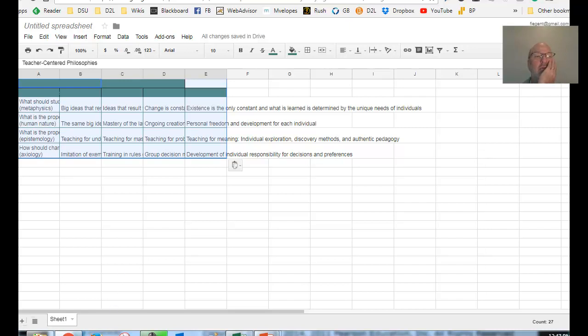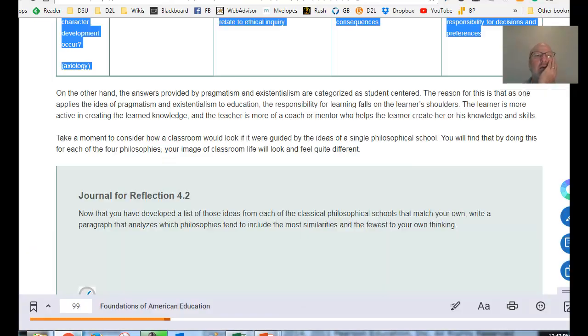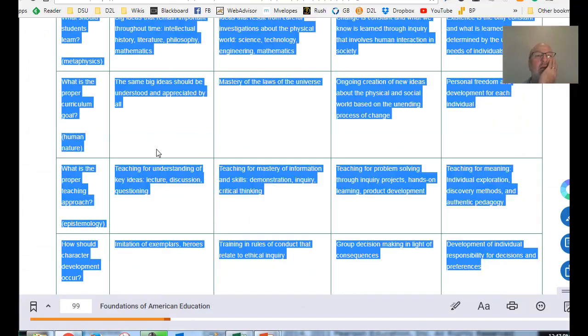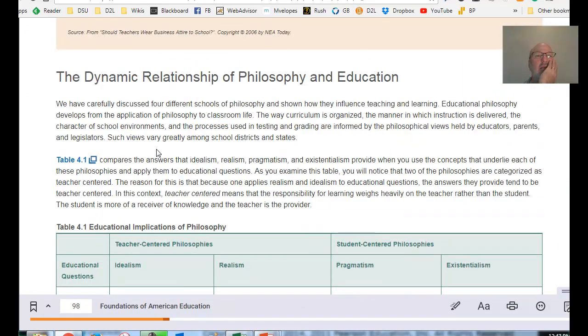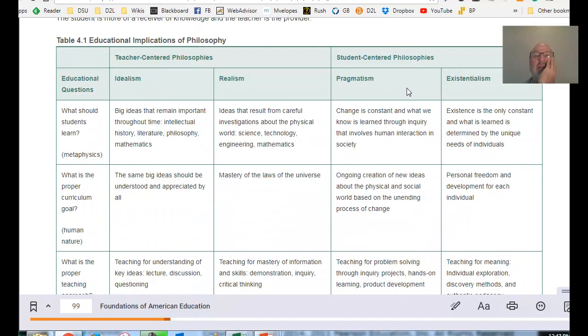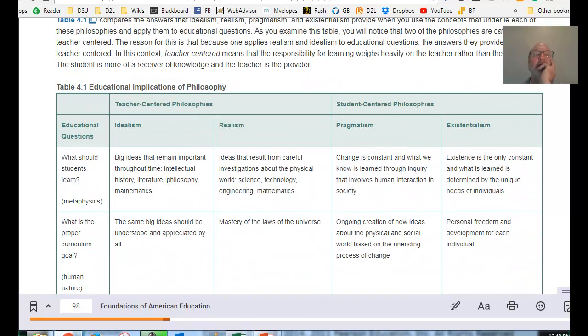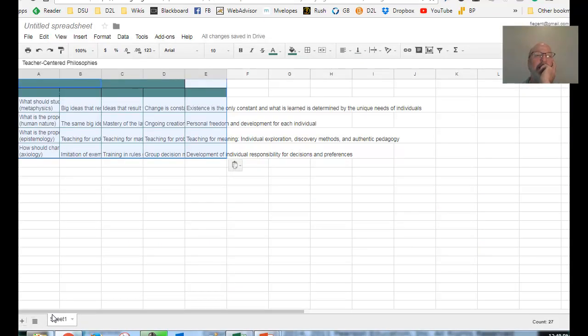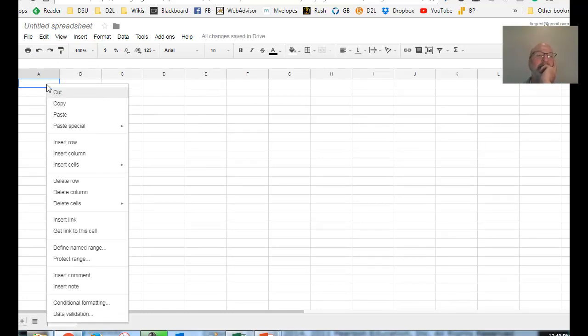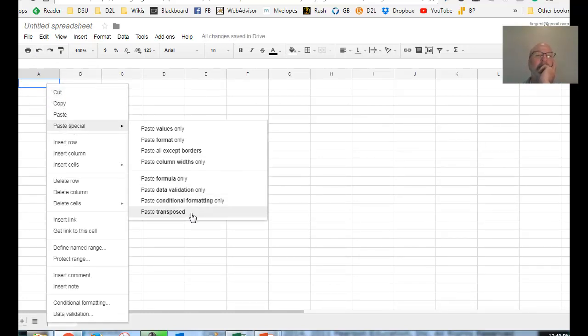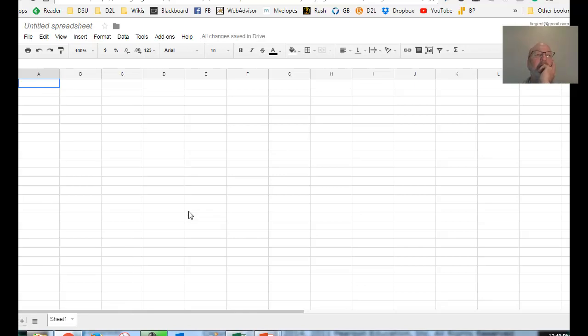Here's how it looked in the book. Had the different things, but I want you to add on to this both this way and this way. And so what I'm going to try and do, I'm going to try and transpose this differently. So I'm going to try this. I'm going to say transpose it. And what it did, it flipped the columns.